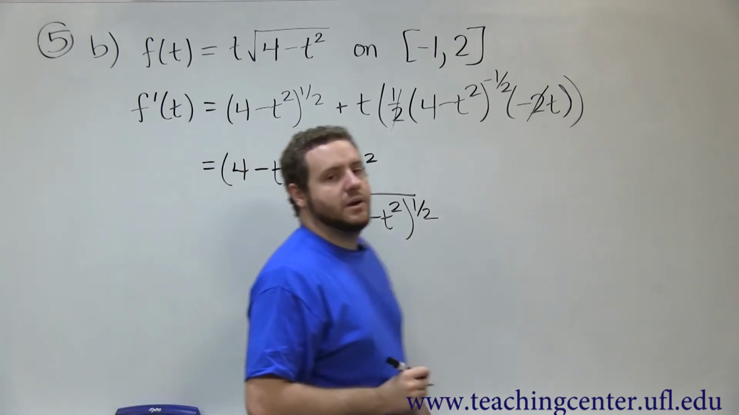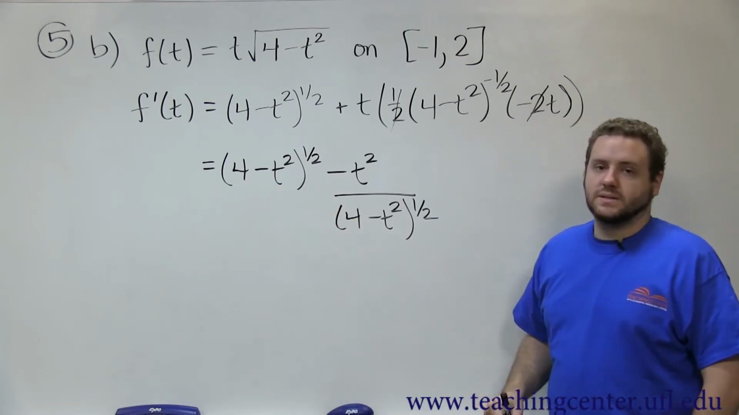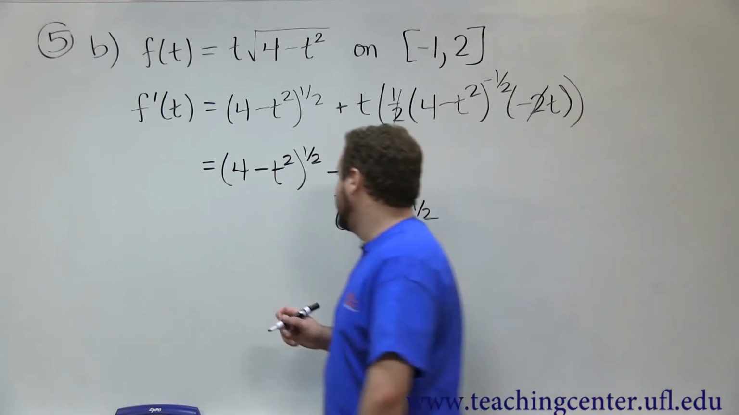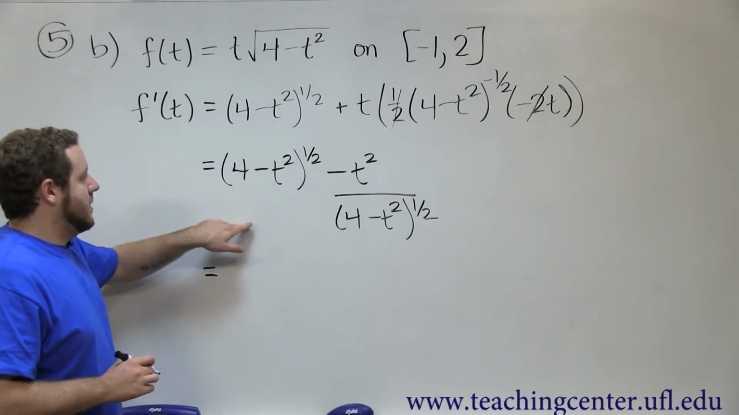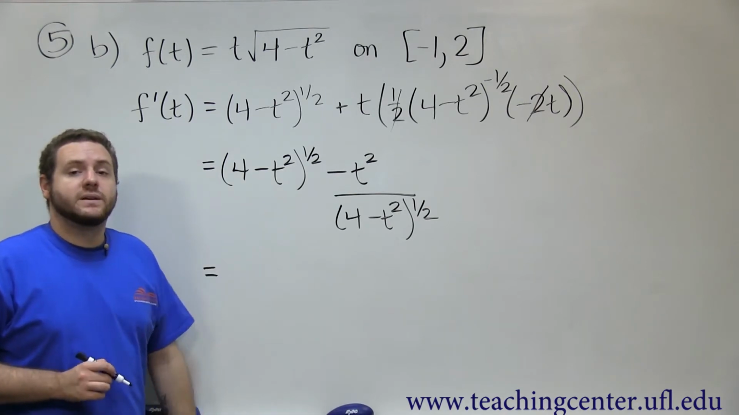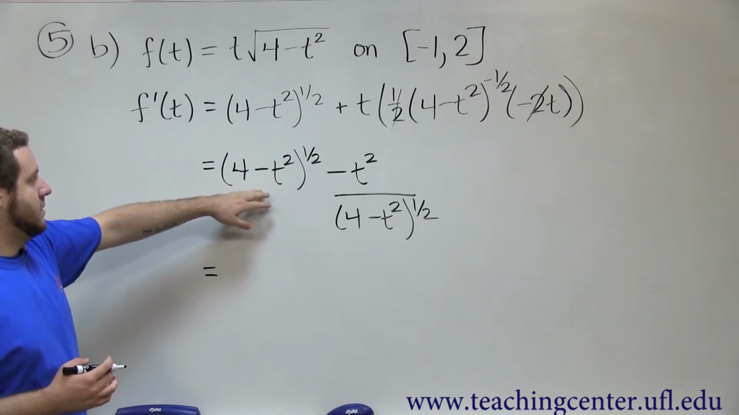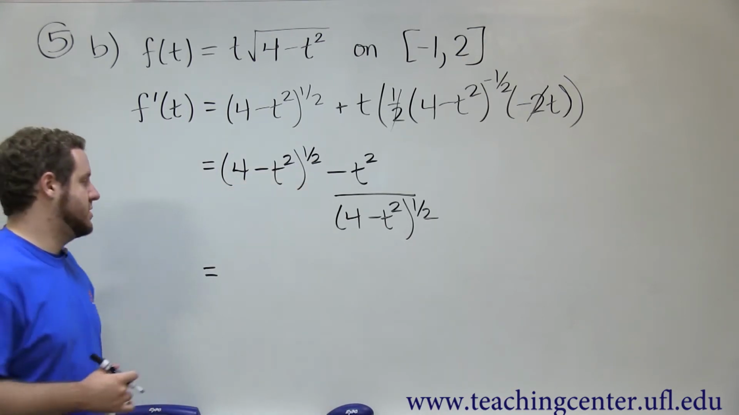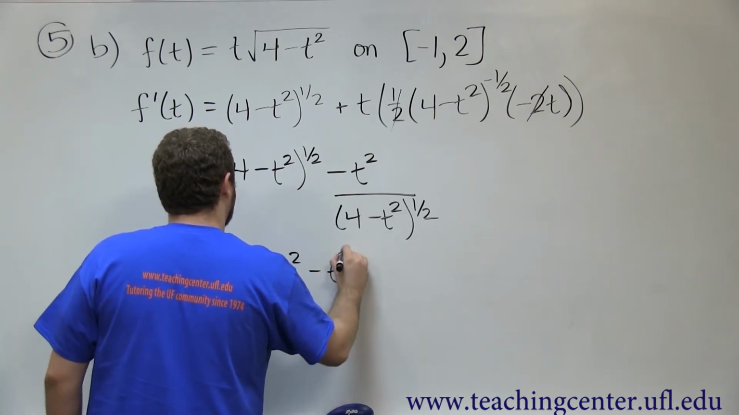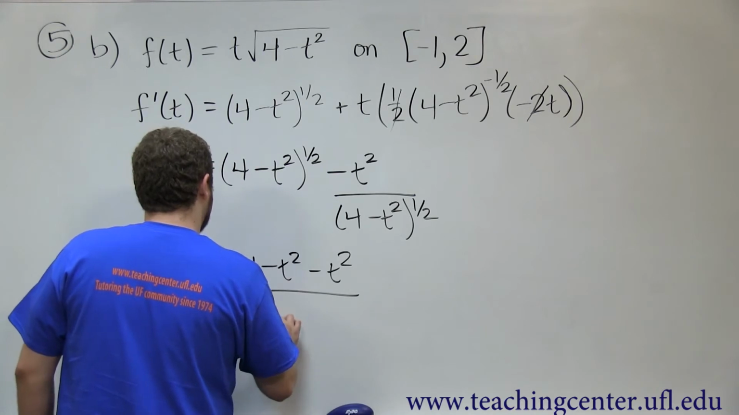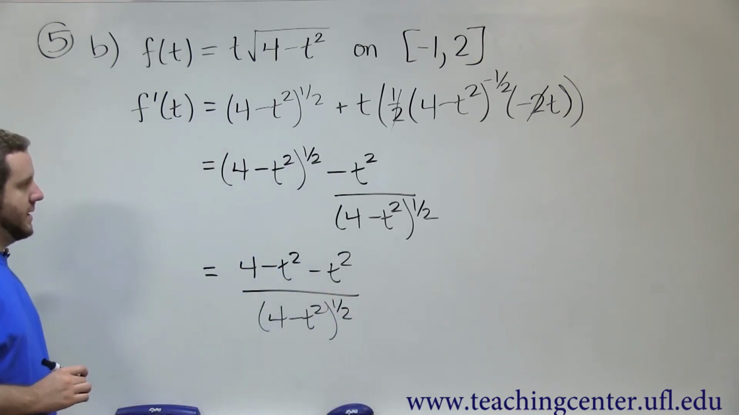And to get a common denominator, we just need to multiply this term by 4 minus t squared to the 1/2 over 4 minus t squared to the 1/2. Well, that's going to work out nice because in order to get this to be a common denominator, we have to multiply it by 4 minus t squared to the 1/2, which would get rid of the power because we'd be multiplying a square root of something times the square root of something. We just get 4 minus t squared minus t squared over here, and our combined denominator was 4 minus t squared to the 1/2.